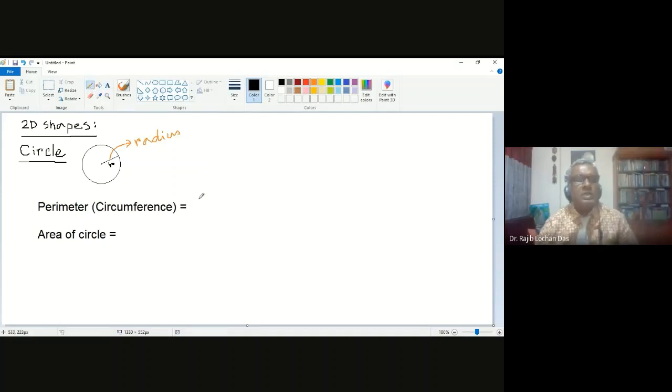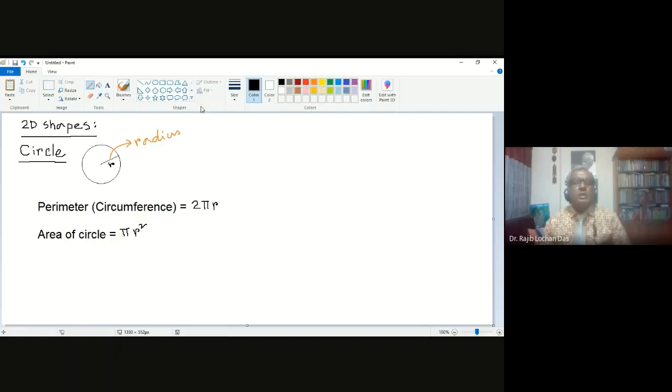So what will be the circumference formula? I am writing here, this is 2 into pi into r. So this is the formula for circumference, or you can say perimeter. Okay. The concept is exactly same like perimeter, just the name is circumference. And it is not parameter, okay? It is perimeter. Another formula is area, and the area formula is pi, then r, then square.